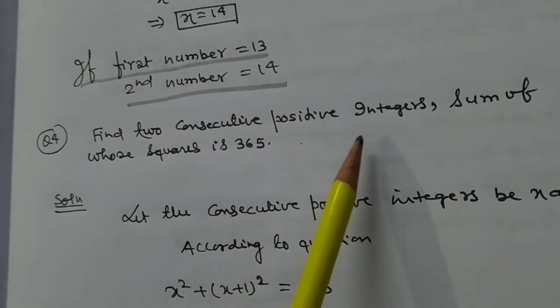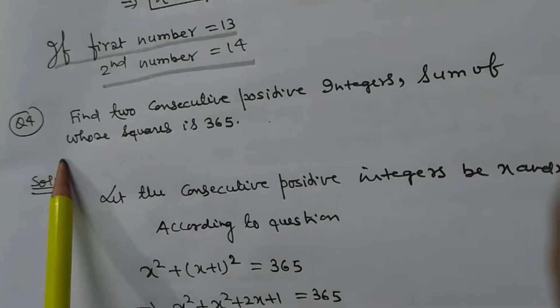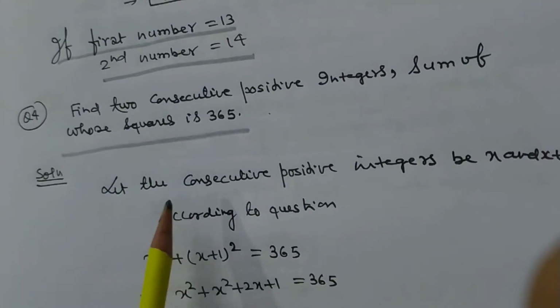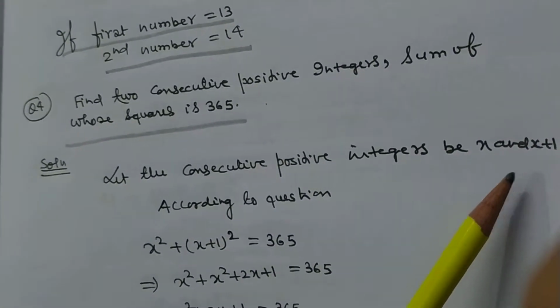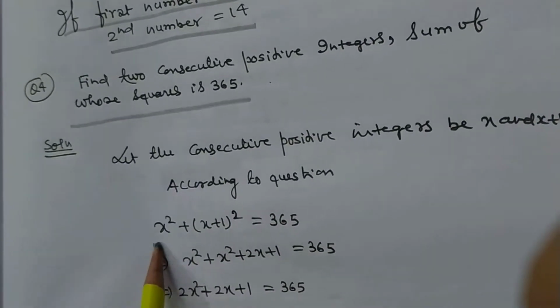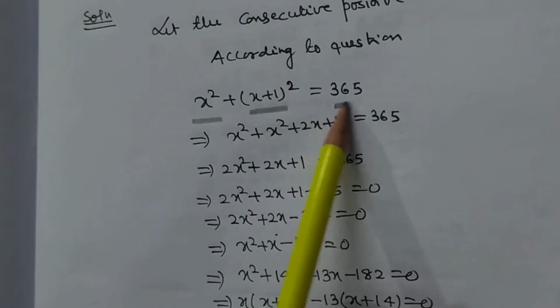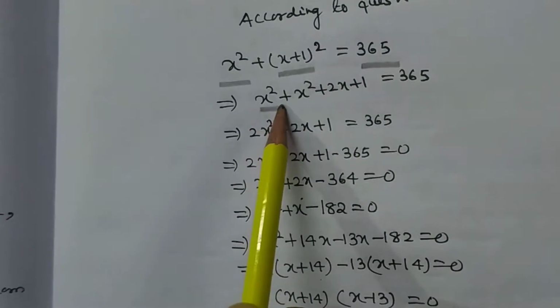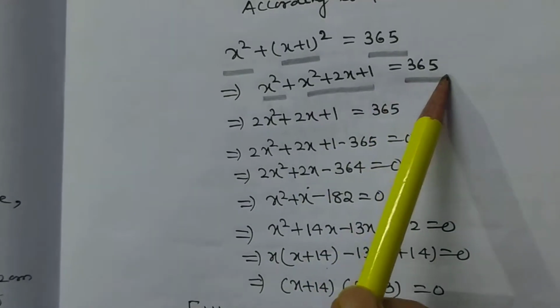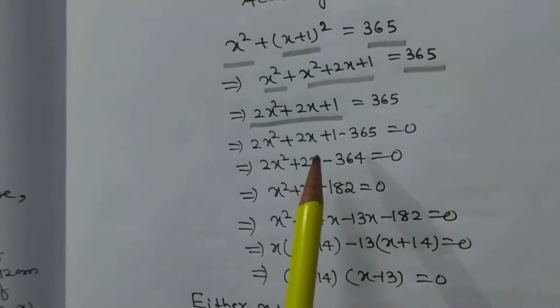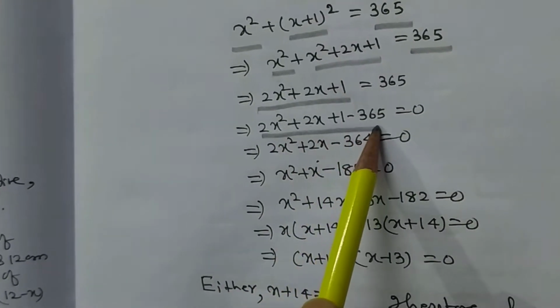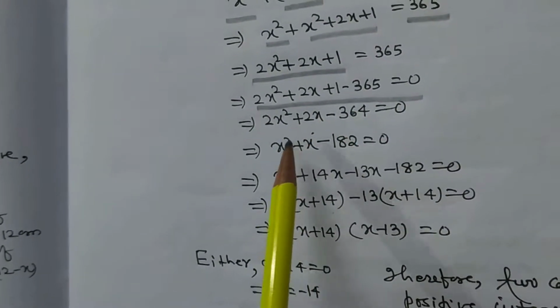Find two consecutive positive integers, the sum of whose squares is 365. Let the consecutive positive integers be x and x plus 1. According to the question, x square plus (x plus 1) whole square is equal to 365. x square plus x square plus 2x plus 1 is equal to 365. 2x square plus 2x plus 1 is equal to 365. 2x square plus 2x plus 1 minus 365 is equal to 0.